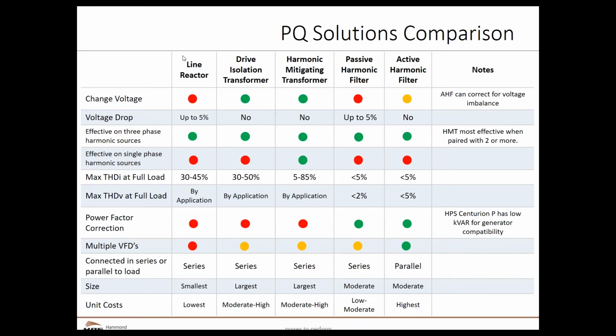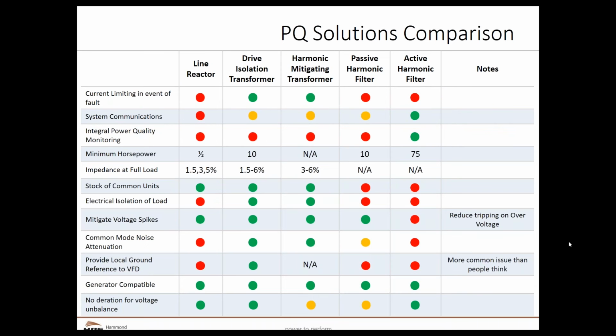Line reactors, transformers, or passive filters are geared for a single VFD. Active harmonic filters are suitable for multiple VFDs. Reactors, transformers, and passive filters are series devices. If they fail, this will cause downtime on the VFD. An active filter is a parallel device. It can fail with no impact on operation of the VFDs. Line reactors are the smallest device you can use to mitigate harmonics, and transformers are the largest.